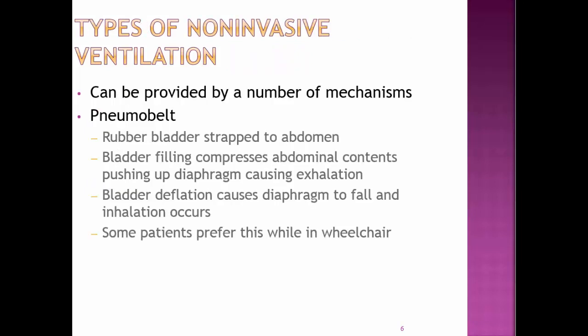Types of non-invasive ventilation. A number of different types of ventilators could be classified under non-invasive, and we'll just mention a few of those. The first one is the pneumobelt. This is just a rubber bladder strapped to the abdomen. As the bladder expands, compressing the abdominal contents, pushing the diaphragm, it causes exhalation. The bladder deflation then causes the diaphragm to fall and inhalation occurs. Some patients prefer this while in a wheelchair.